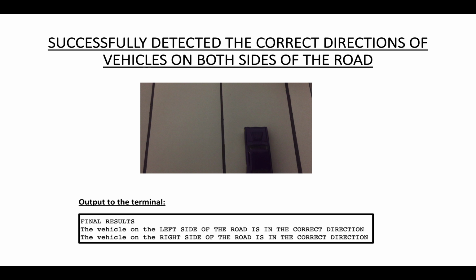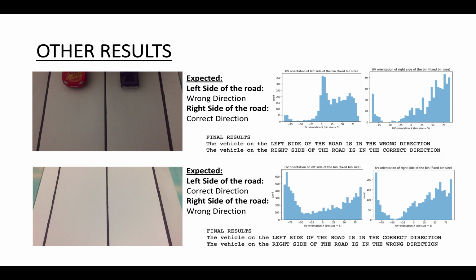And just to remind you, this is a left-hand driving model. So the output to the terminal is clearly that the vehicle on the left side of the road is in the correct direction, and the vehicle on the right side of the road is also in the correct direction. These were the other results. As we can see here, the left side of the road is in the wrong direction, whereas the right side is still in the correct direction, and the results printed on the terminal also reflect the same.